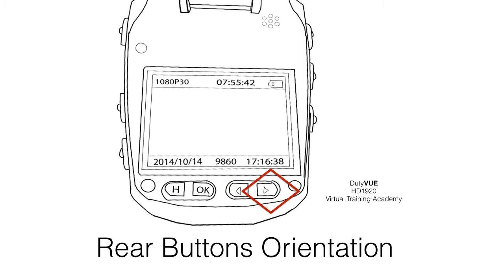The navigation buttons are used to move up and down to the file names, and the OK button selects your choice. Once you've selected the file to play back, you'll notice that the navigation buttons can be used to adjust the volume during playback mode only. Note, the DutyVUE HD 1920 does not have any button or function allowing you to delete files in the field. This process is maintained under the protocol designated by your agency's body-worn camera standard operating procedures.